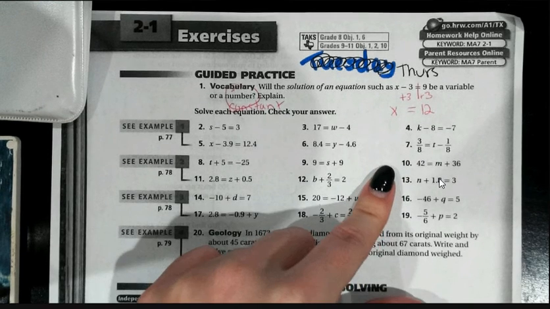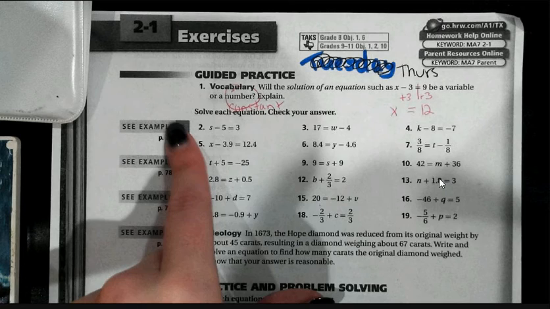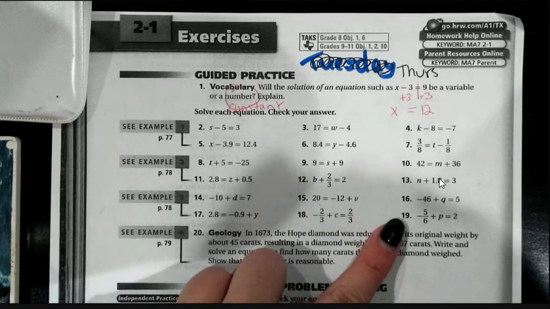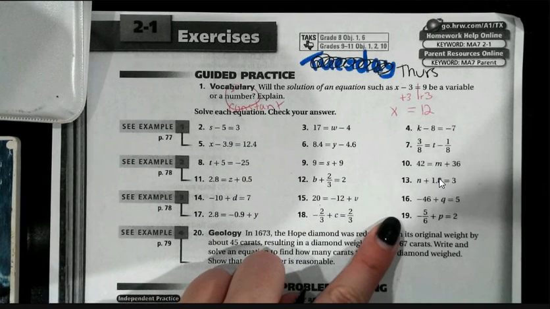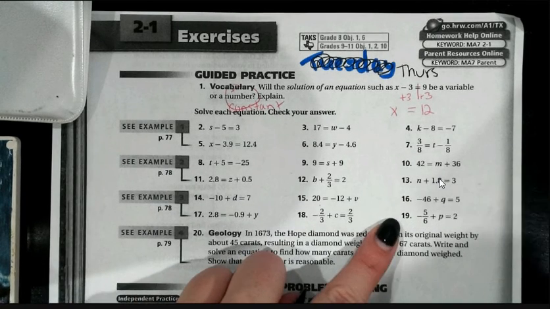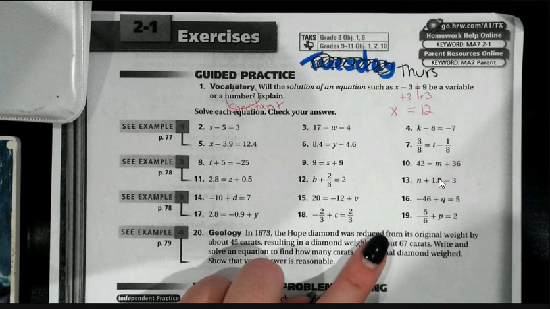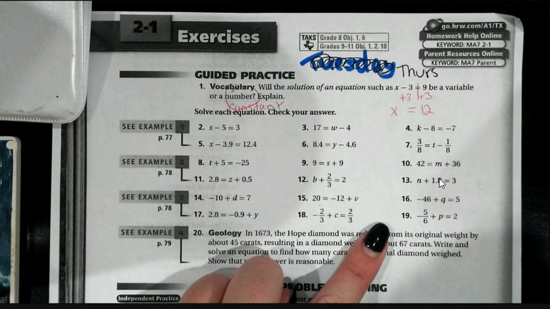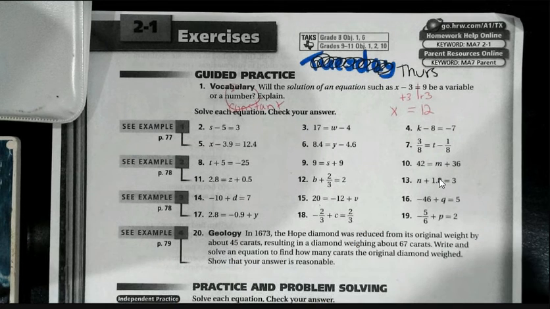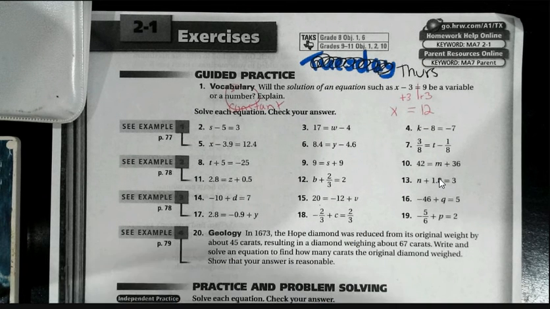Okay, so for 2 through 19, you are solving each equation. Now, these are one-step equations, so you are only going to have to do one thing to isolate your variable and thus get a solution.